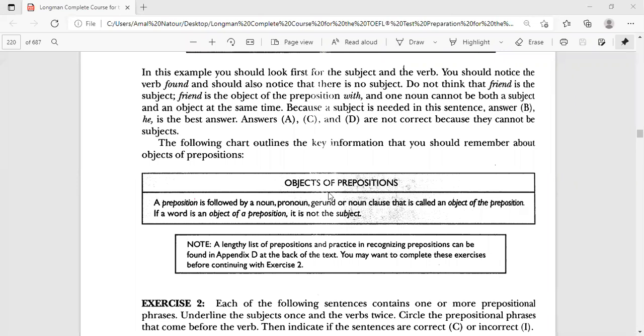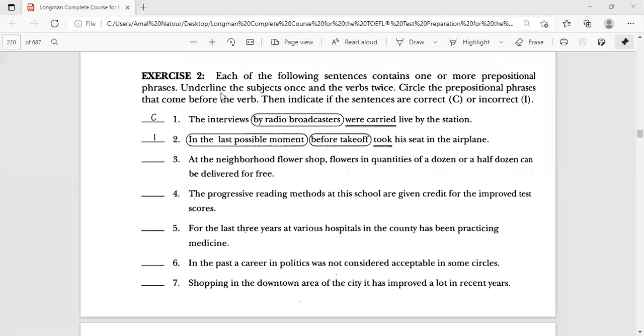Okay, now let's go to exercise 2 and see if these sentences are correct or incorrect. Let me first read the first two and answer them. Then I will give you time to answer the rest of the questions. Number 1. The interviews by radio broadcaster were carried live by the station. Is this a correct or incorrect sentence? This is a correct sentence.